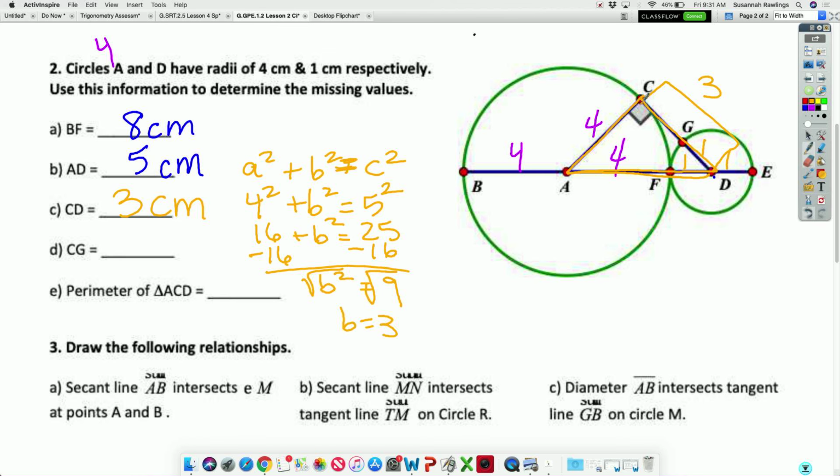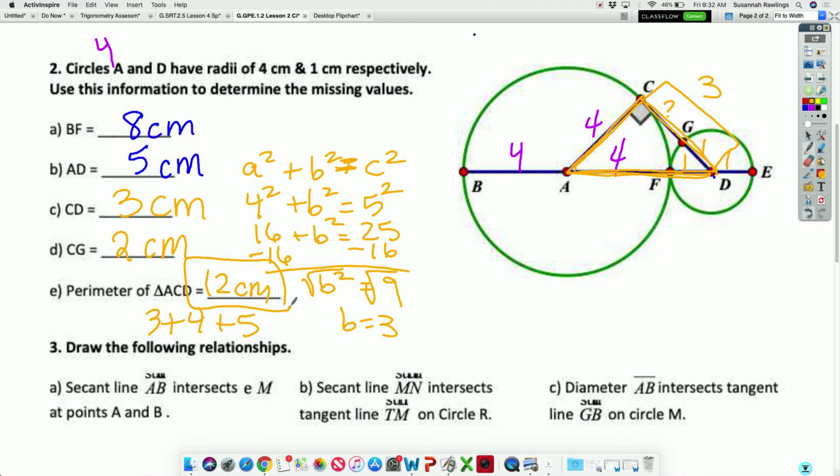So CG, very good. CG, what would I do to find just this little piece here? Subtract 1, so I get 2 centimeters. And what would I do to find the perimeter of my triangle ACD? Add up all the sides. So I'm adding up, what is this side? 5. What is that side? 3. What is that side? 4. So I'm adding up 3 plus 4 plus 5, which would give me 12. So these are questions using prior knowledge, mixing it into our circles. That's a pretty simple example on your homework. I'll let you skip the really difficult ones, but I'll tell you which ones those are.